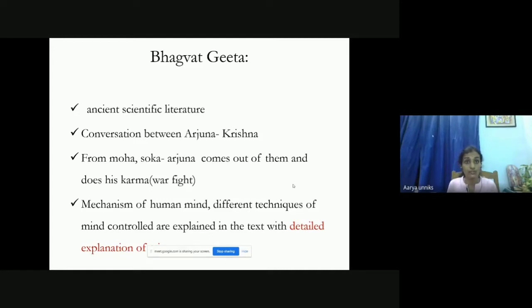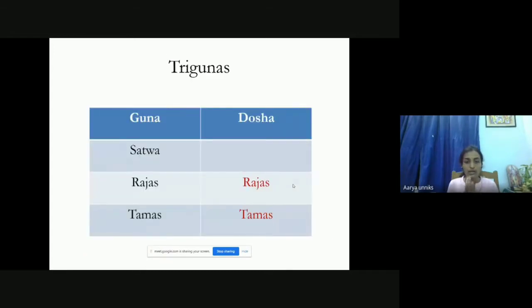But what we learn through this story is that the mechanism of the human mind, different techniques of mind control, are all well explained in the text with a detailed explanation of Trigunas. So with this, we'll go into Trigunas. Trigunas are three, we know that. They are Sattva, Rajas and Tamas.